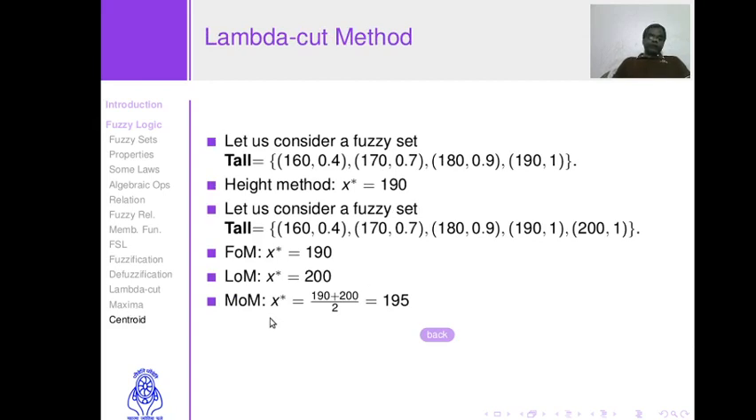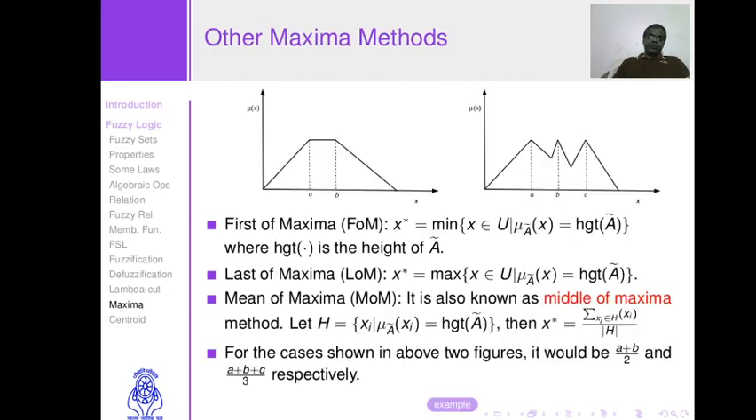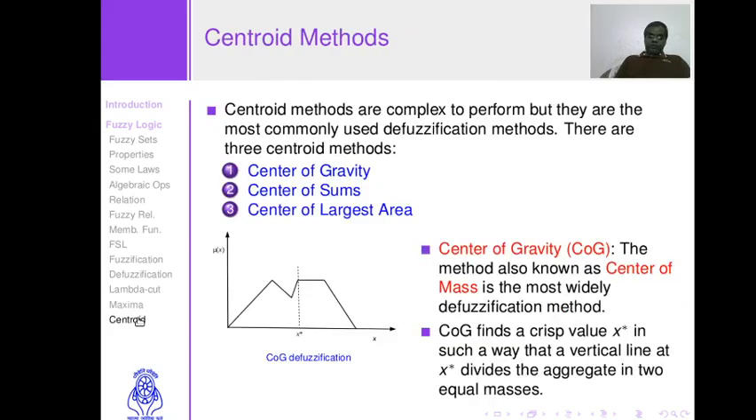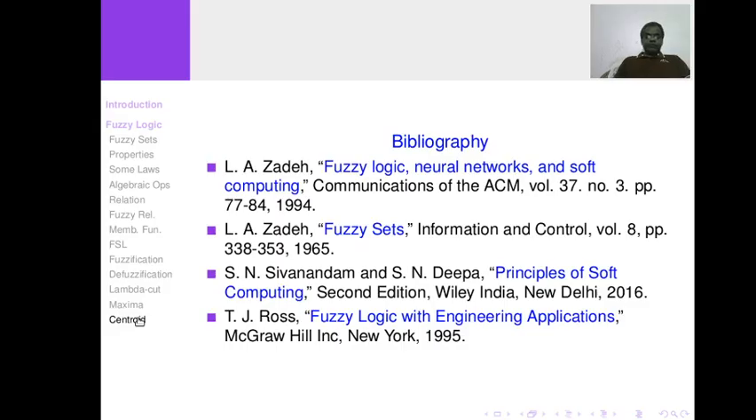And here, for mean of maxima, we take the average of 190 and 200, that is 195. So 195 is produced as the crisp output. These are simple methods. We have some more complicated methods which are known as centroid methods. We will discuss these methods in the next lecture. So that's all for today.